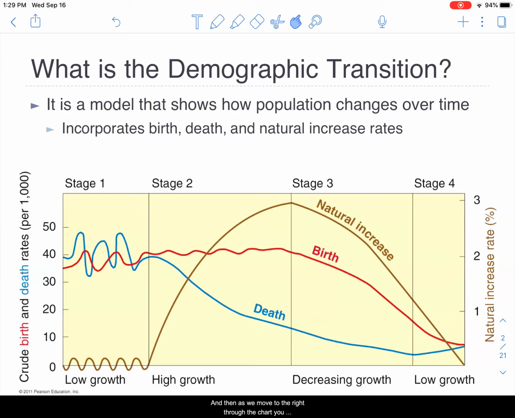And then as we move to the right through the chart, you can see that the birth rate and the death rate separate for a while, and then they eventually come back together in stage 4. The more distance there is between the death rate and the birth rate, assuming the birth rate's higher, the larger the rate of natural increase, or the more people you have. That's what this chart's showing.